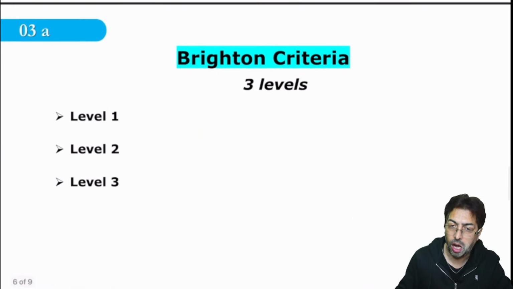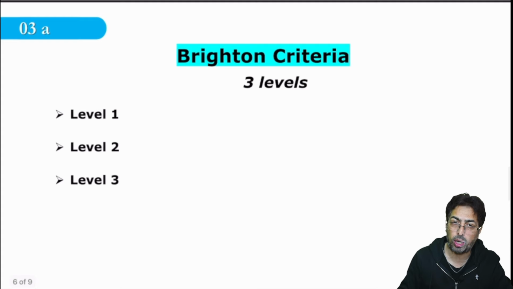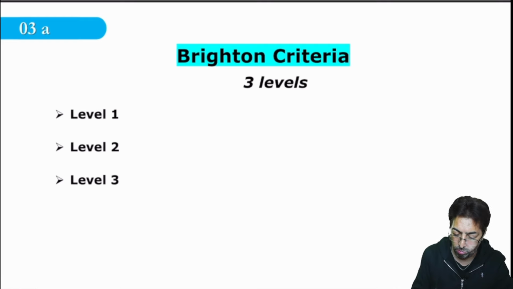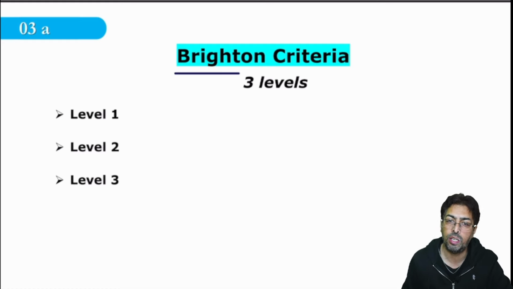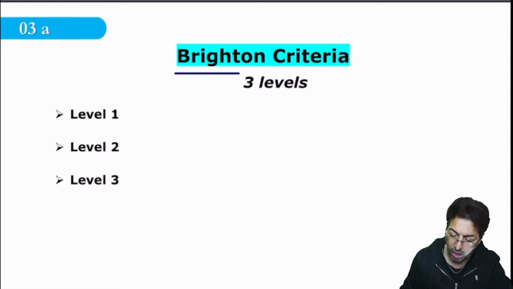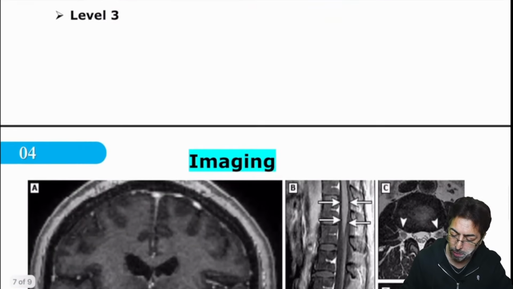Now, they ask the criteria sometimes as one-liners. What is the criteria which is associated with Guillain-Barré syndrome? The Brighton term, you have to remember that Brighton's criteria is implicated in this thing. So we have levels 1, 2, and 3. This is beyond your scope at this point of time.